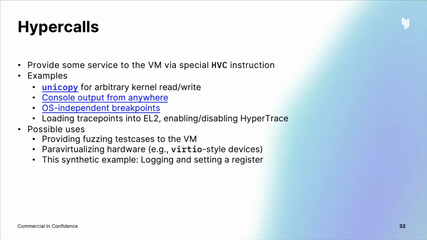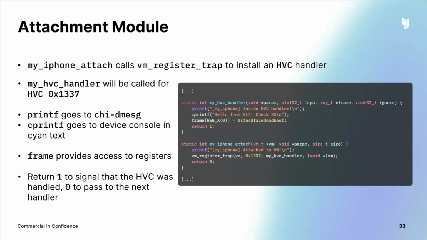The example in this section is somewhat synthetic. We'll simply log with cprintf and then set a register, which some user space code inside the VM will then print. Within the attach callback, we can register a trap, specifying the HVC number, in this case, hex 1337. When any code inside the VM, whether it's user space or kernel, executes an HVC 1337 instruction, the handler callback will be invoked.